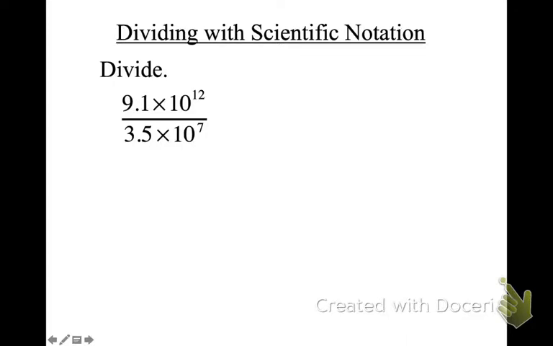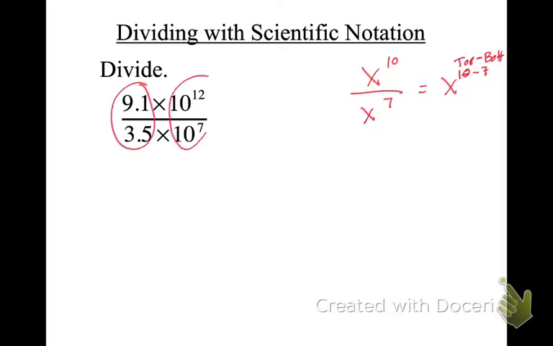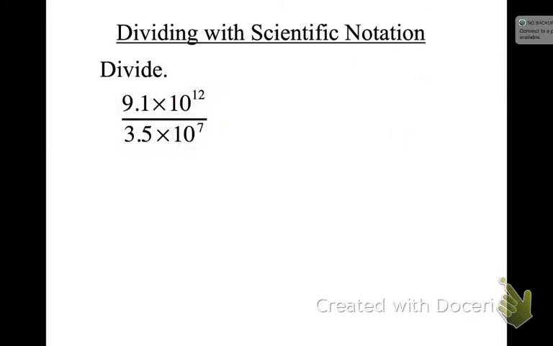All right, same thing with dividing. Only this time, remember, when we have x to the 10th over x to the 7th, we're really just subtracting the 10th power minus the 7th power, the top minus the bottom. Okay? So we're dividing these like normal and we're subtracting these exponents. Okay, so let's show you. Let's see.